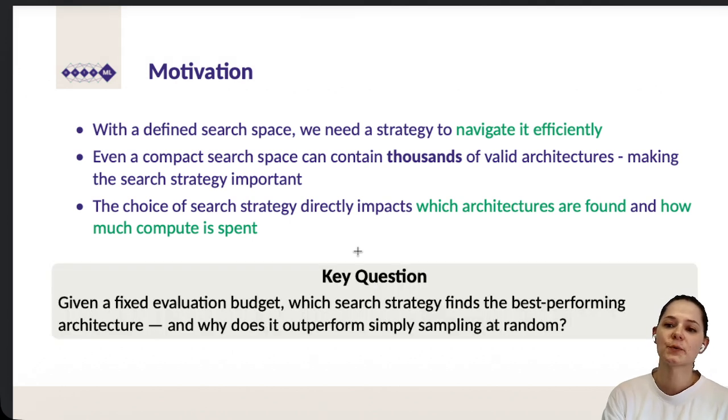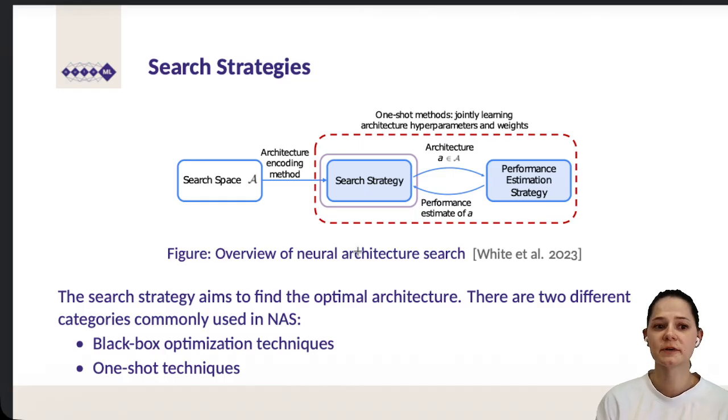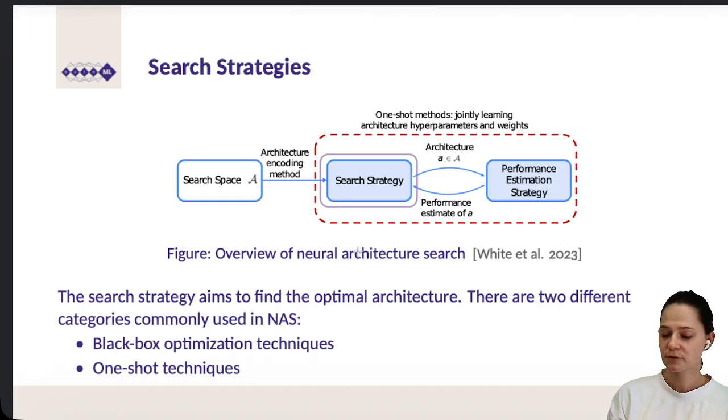Therefore, the key question we want to answer in this part is: given a fixed evaluation budget, which search strategy finds the best performing architecture, and why does it outperform simply sampling at random? As already mentioned, we have seen typical NAS search spaces, from cell-based to hierarchical, and now we actually want to do the search. The goal of the search is to find the optimal architectures, and there are two categories commonly used in NAS: black box optimization techniques, which we have already seen in hyperparameter optimization, or one-shot techniques, which we will discuss later.